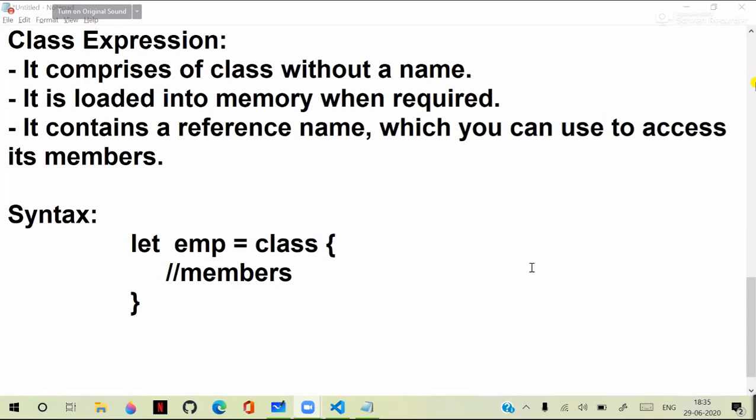Actually, the point is, technically, when you define a class as a declaration, this class is loaded into memory automatically when the library is loaded. When your application library is loaded, the class is loaded into memory. That means even when you are not using the class, it is in memory. Am I right? I am talking about declaration.